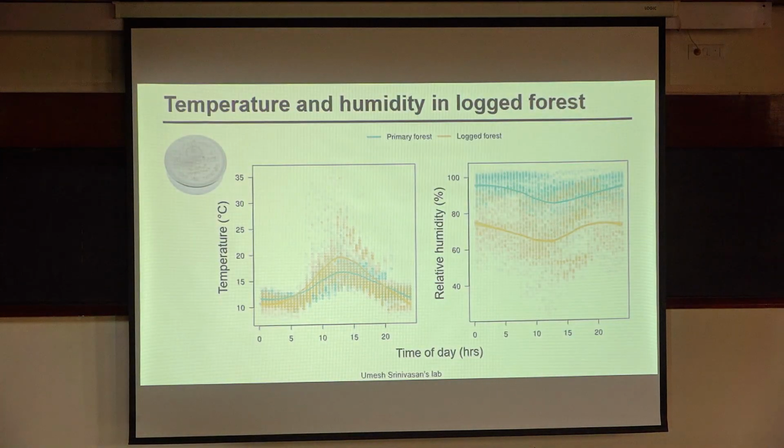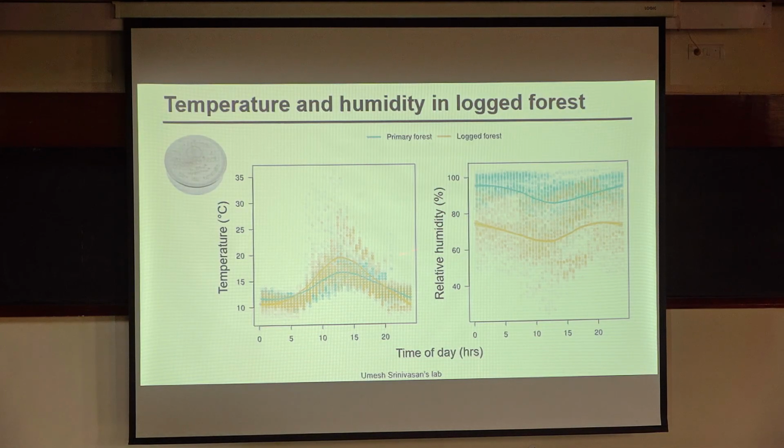And what happens is this: if you look at temperatures on average, logged forest is about 2 degrees Celsius hotter than primary forest. That's across time of day, so midnight to next midnight. And at midday, temperatures are on average 2 degrees Celsius hotter in logged forest. And at the maximum, those temperatures can go up to 6 Celsius hotter in logged forest than in primary forest. So not only is climate change causing gradual increases in temperature, habitat degradation is compounding those impacts. Habitat degradation is complicating those effects.